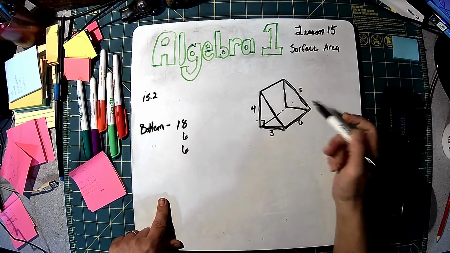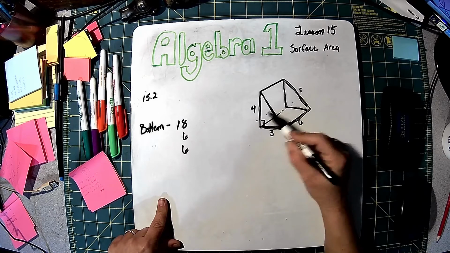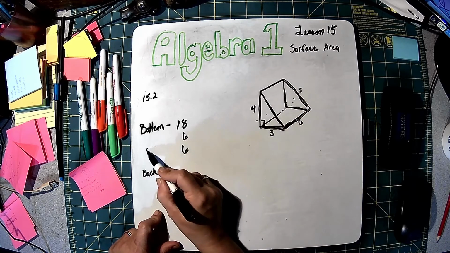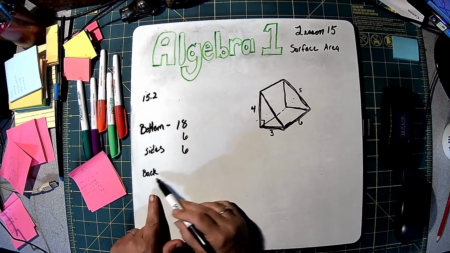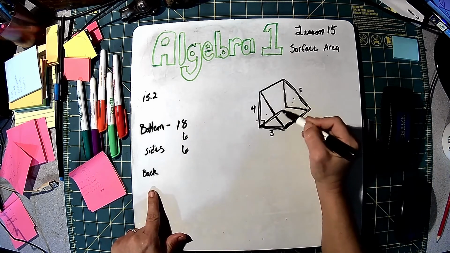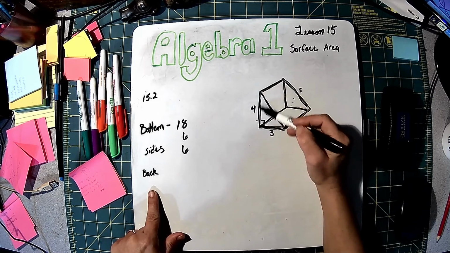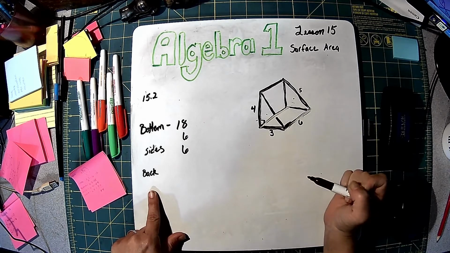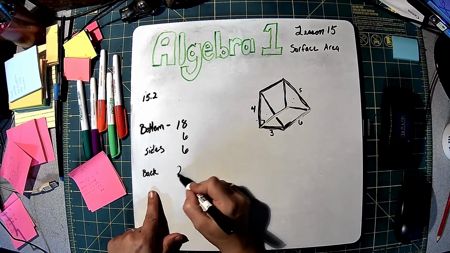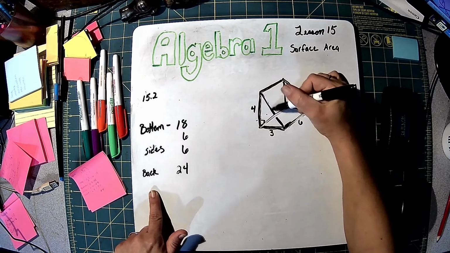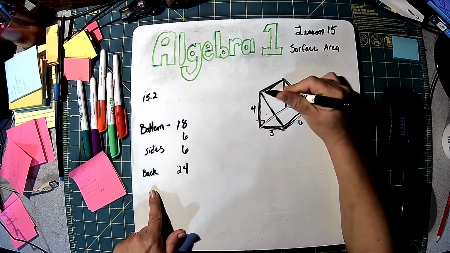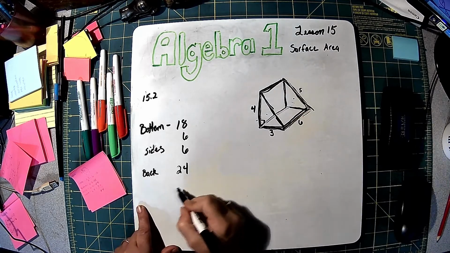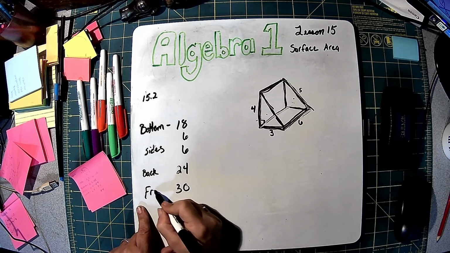Okay, so we've used up the bottom and this triangle piece and that triangle piece. Now we have the back. Those are the sides. The back is going to be right here. That is 4 high and 6 wide, because if this is 6 wide, then that has to be 6 wide. So 6 times 4 is 24. And then we just have this front piece, the slanted piece. Right? And it's 6 by 5. And that would be 30. We're going to call that the front.